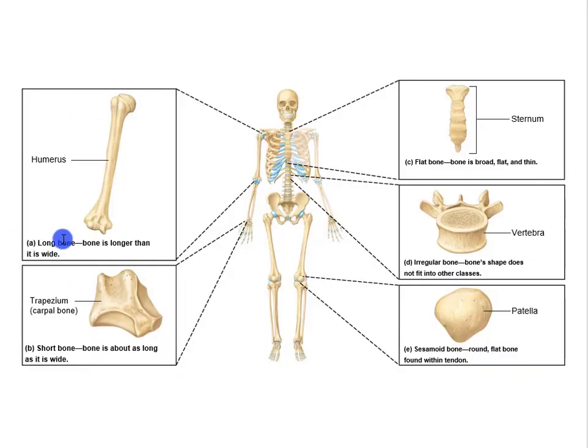And this thing right over here is called a long bone. This here is called a short bone. This is called a flat bone. And then this is an irregular bone. And finally, we have this thing called a sesamoid bone. And so these are just different bones based on shape.